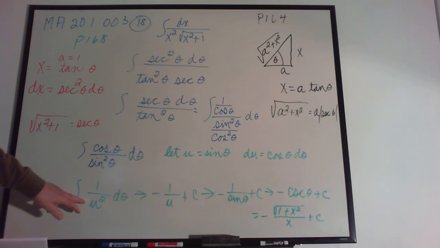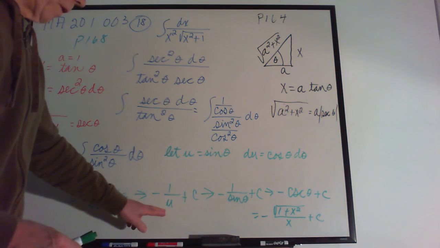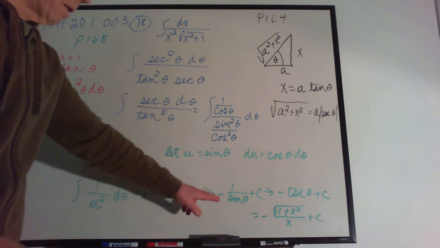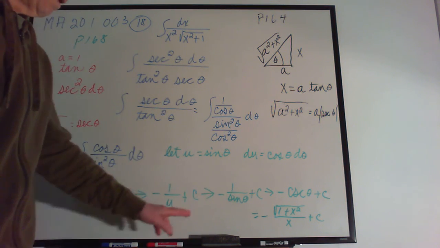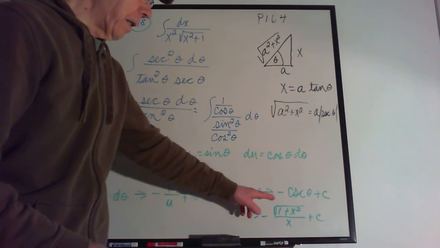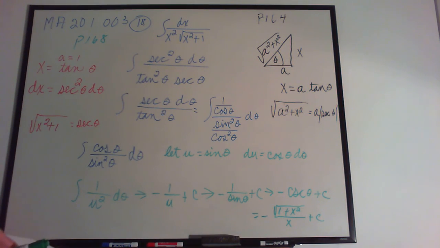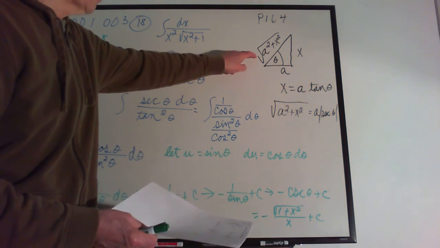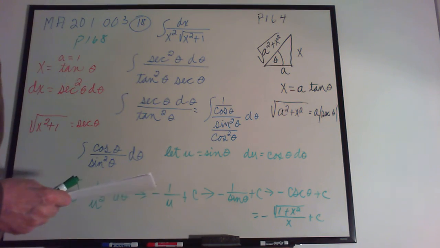Substitute it in, we're going to have 1 over u squared du, which is minus 1 over u after I integrate it, plus c, and u is equal to sine theta, and 1 over sine of theta is equal to cosecant of theta, so it's a minus cosecant theta plus c. So I go back up here and I look at it and say, what is cosecant? Well, the sine would be x over this. The cosecant is the inverse, so it's going to be square root of 1 plus x squared over x plus c.